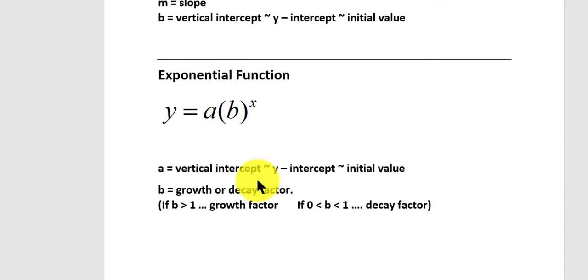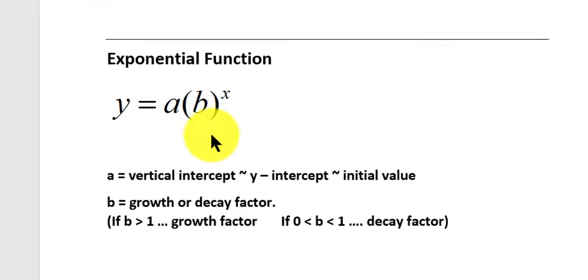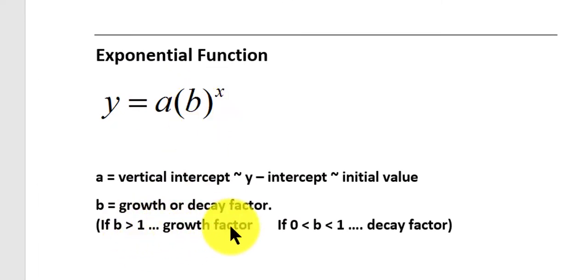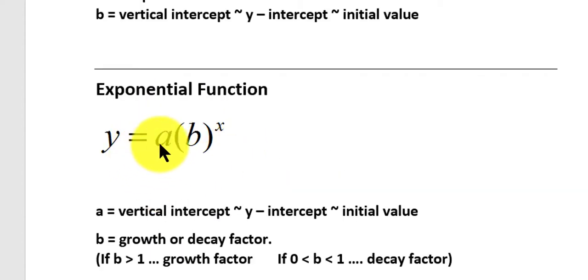And for the exponential function, if b is greater than 1, that's our growth factor. If b is between 0 and 1, that's our decay factor. And now the a is our initial salary, right? So when we have to write our equations, the initial salary or the beginning salary is your a. And then the b is your growth or decay factor.